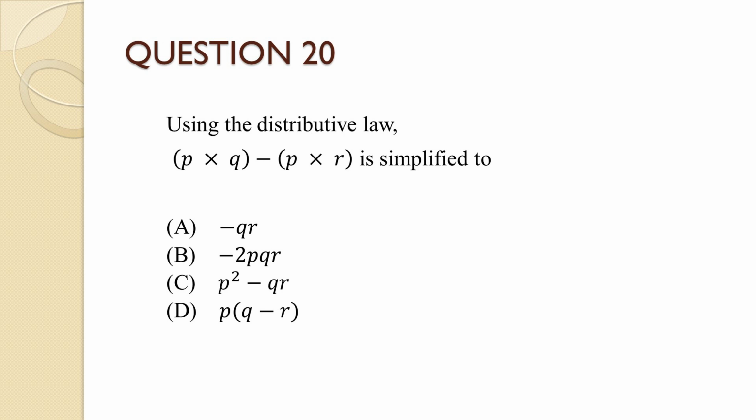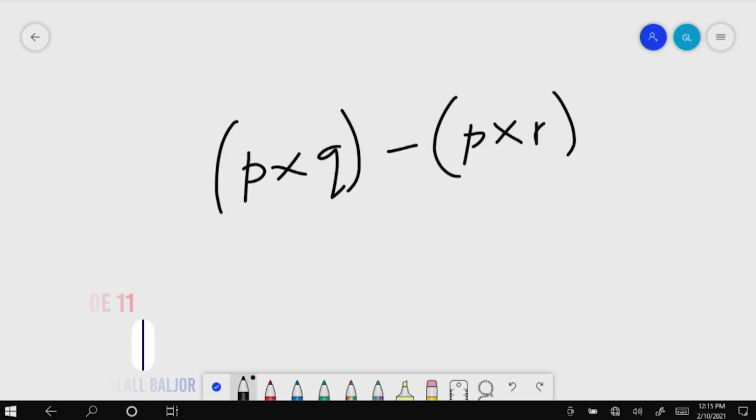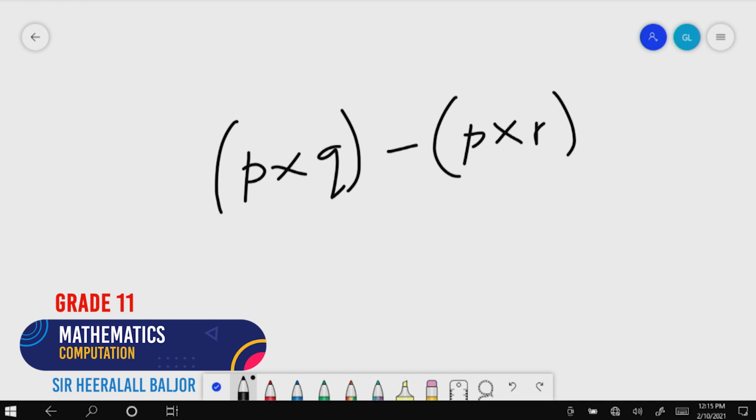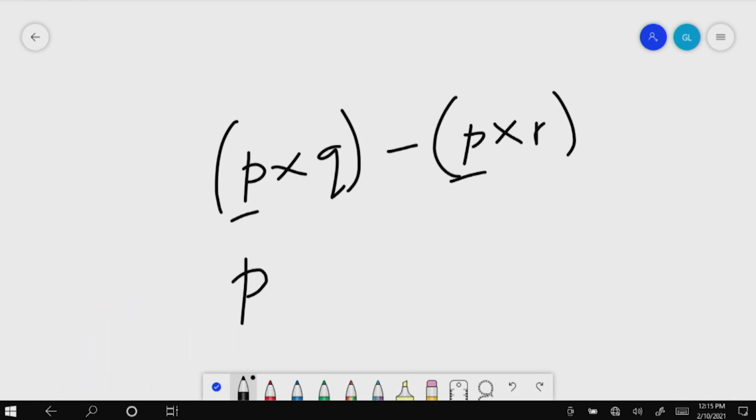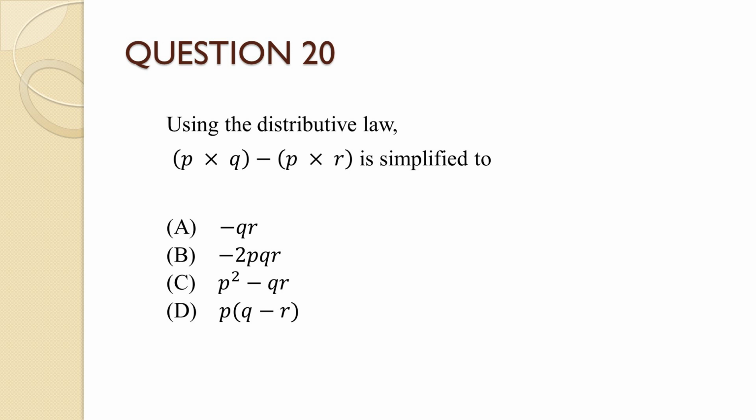Using the distributive law, P times Q minus P times R is simplified to be. Now, here we have a distributive property in the form of subtraction, not multiplication. We would have seen the value that is distributive throughout is P. So by distributive law, this is the same as P into Q. Instead of addition, we have the subtraction, subtract R. So our solution for this question is D by distributive law.